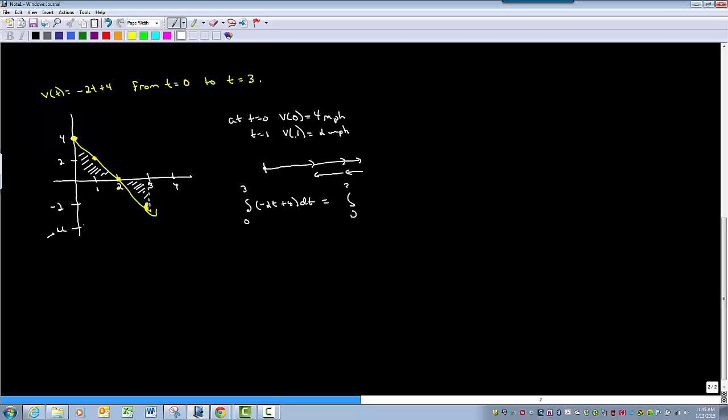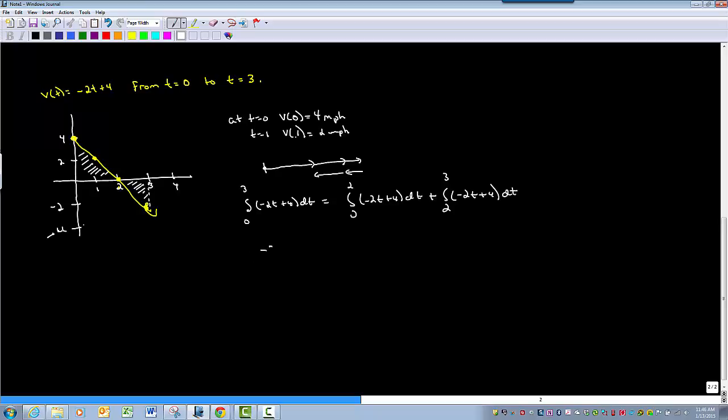From 0 to 3, oh, excuse me. From 0 to 2 of negative 2t plus 4 dt, plus 2 to 3 of negative 2t plus 4 dt. What I've done is I've taken this area and this area and split them. And I can do that, right? That's one of my rules: I can split up the interval of integration here.